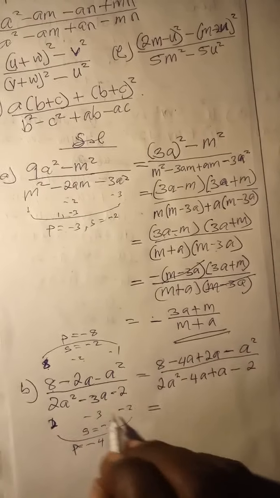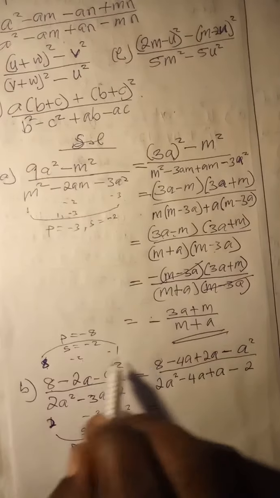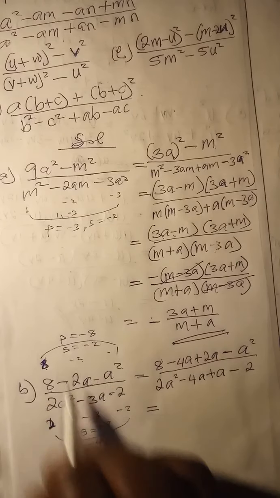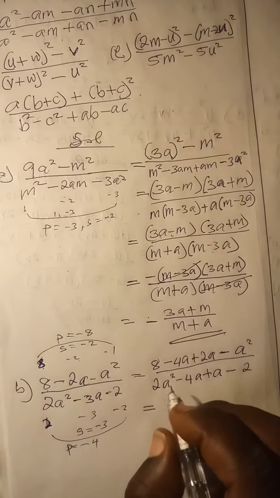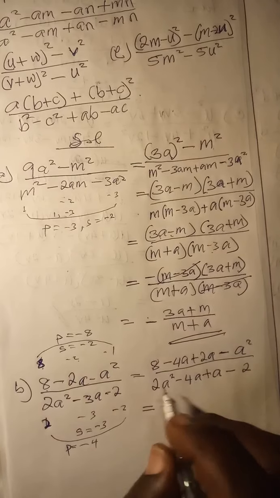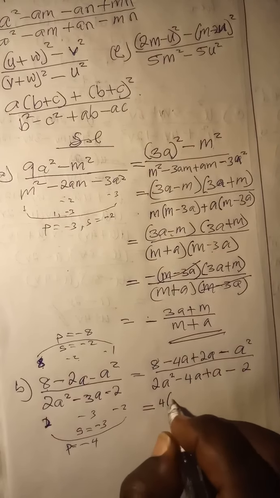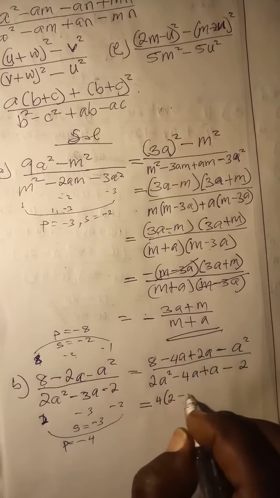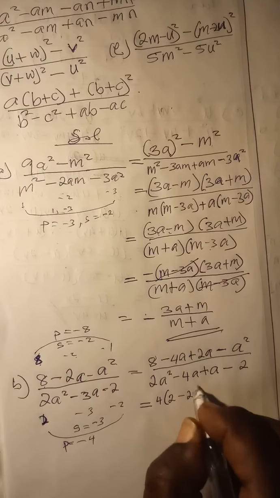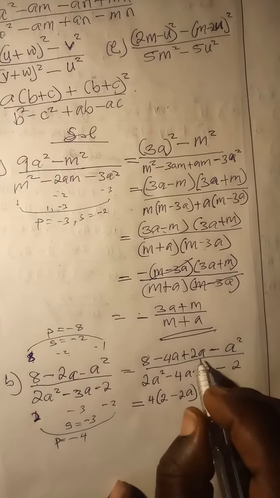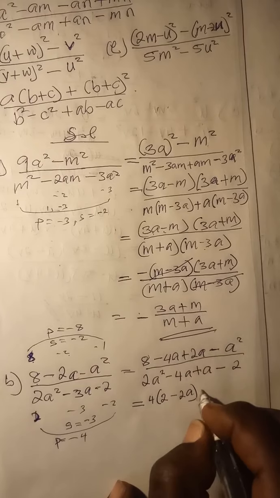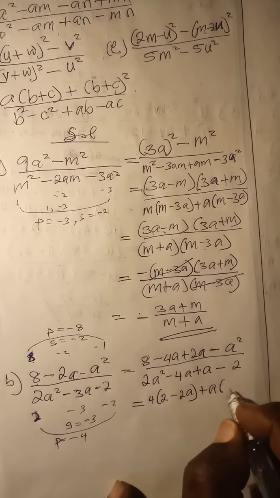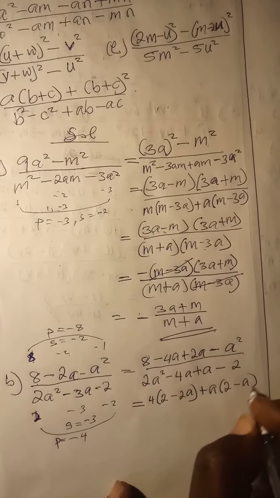Okay, all these things are just part of the rough work, but you don't have to be writing them. Your work can be neat. Don't be writing these things I'm writing, just for clarity. I can factor out 4 here. So give me 4 bracket 2 minus 2a. See that? Then I can factor out a here, plus a bracket 2 minus a. See that?